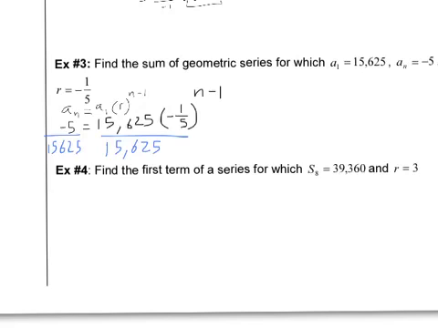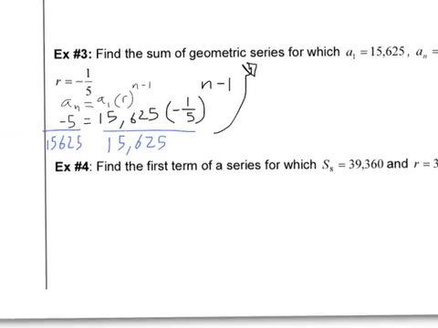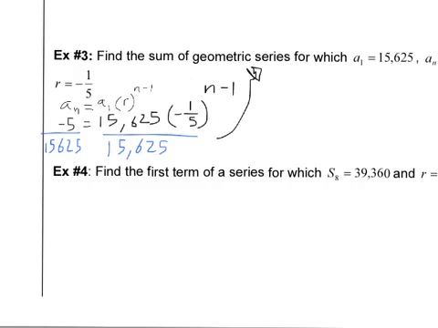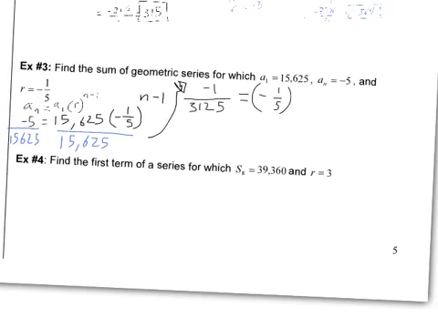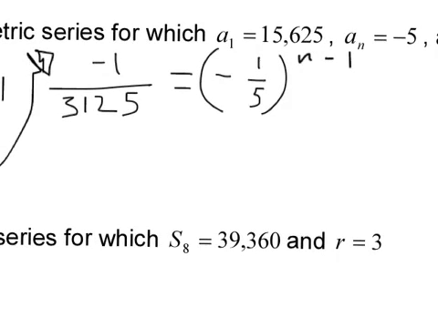All right, I'm going to go up here because I'm out of room. When I divide negative 5 by 15,625, it reduces to negative 1 over 3,125. And then over here, we would just have negative 1/5 to some power of n minus 1. Okay, a couple of things right now. We can use logs to solve this, no problem. But we also might be able to just use some reasoning here.